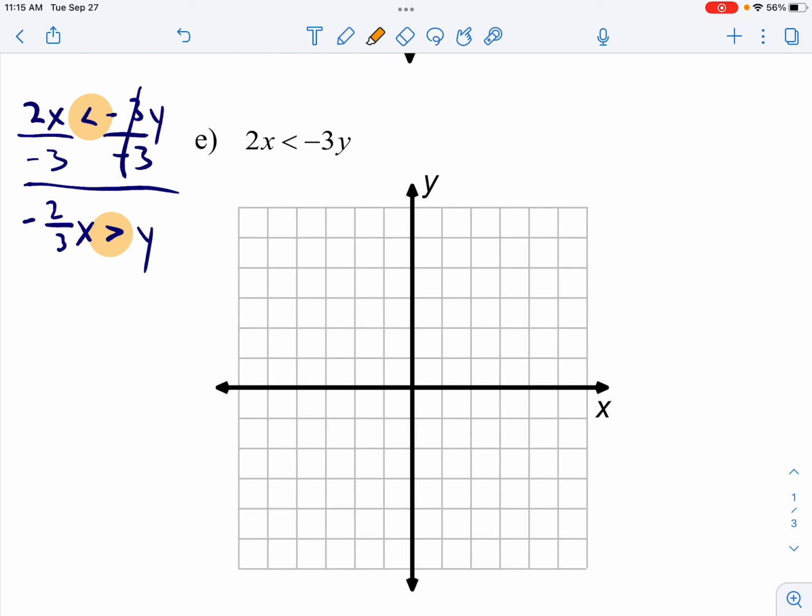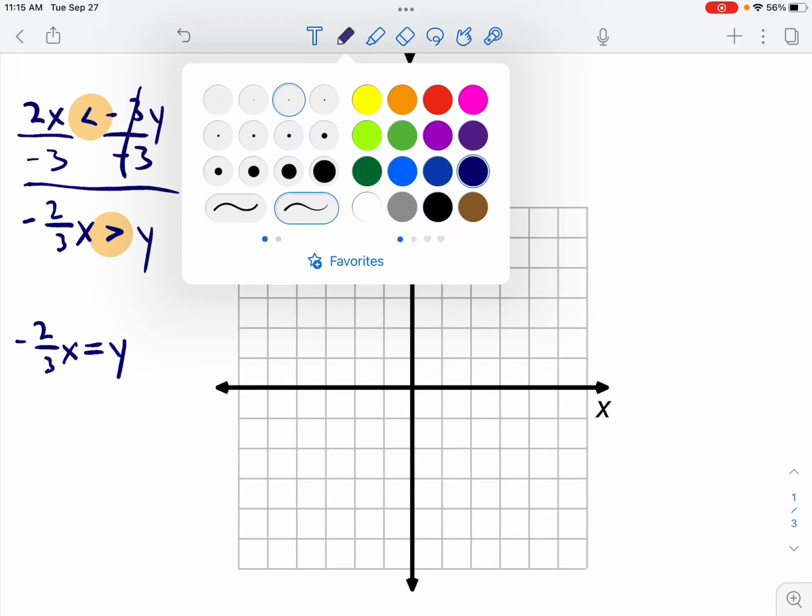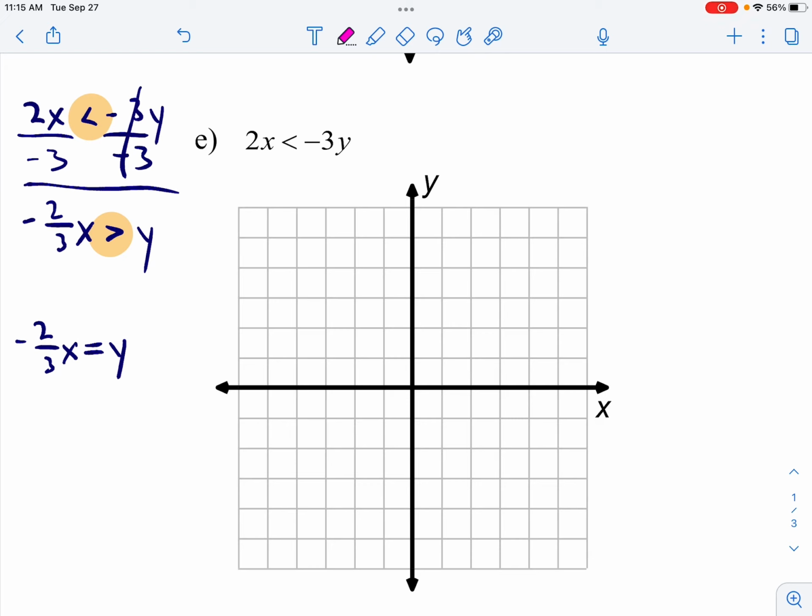So we're going to graph this just as if it were the line -2/3 x equals y. But remember, our symbol here is just greater than, not greater than or equal to. It's just -2/3 x is greater than y. So we have to graph it with a dashed line. Let's graph this. My y-intercept is (0, 0). My slope is -2/3, so down 2, right 3. And I'm going to draw my dashed line through those two points.